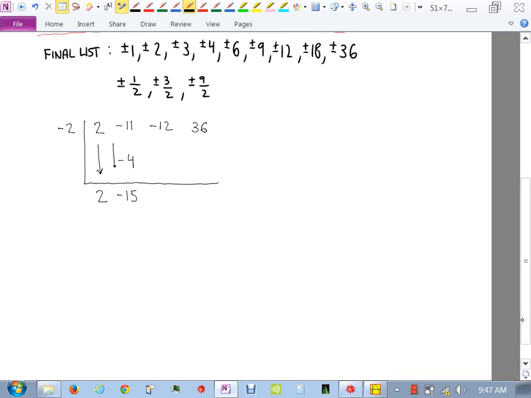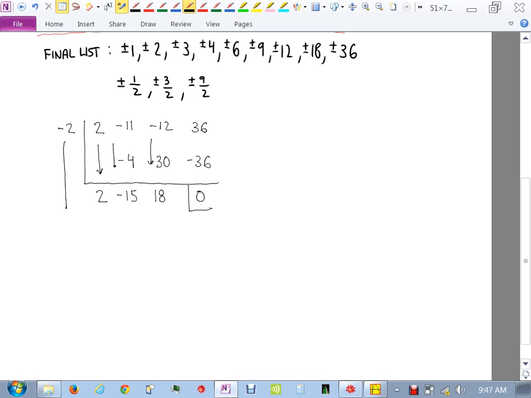Multiply negative 2 times negative 15, which gives you positive 30. Add down, you get 18. Multiply negative 2 times 18, you get negative 36. And you get a remainder of 0, which is what we needed.